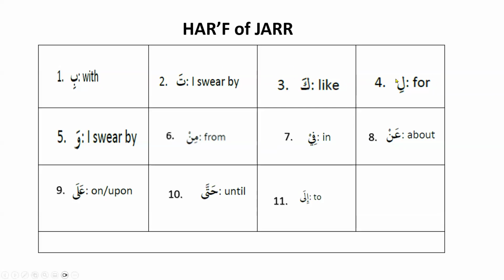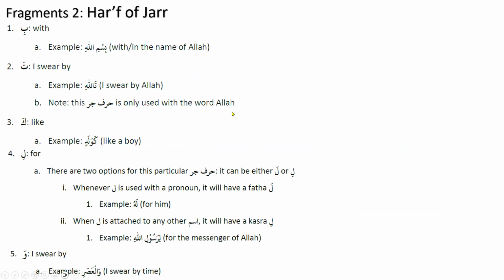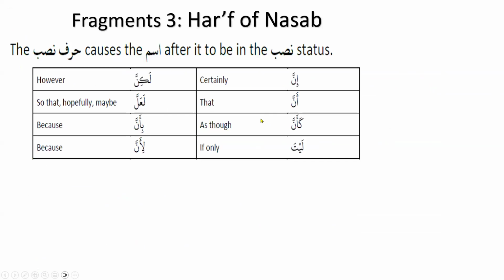So harf of jar, and as I said, almost every line of the Quran has harf of jar. In every line you will find one or two harf of jar or maybe more, okay? So it is very important that you memorize that, okay? And all the explanations are here. Then we talked about harf of nasab, 8 of them.